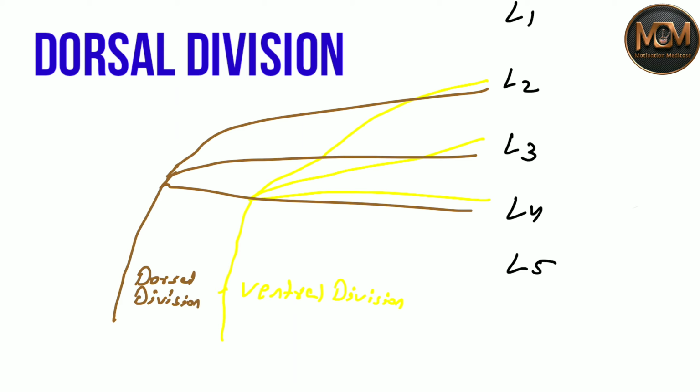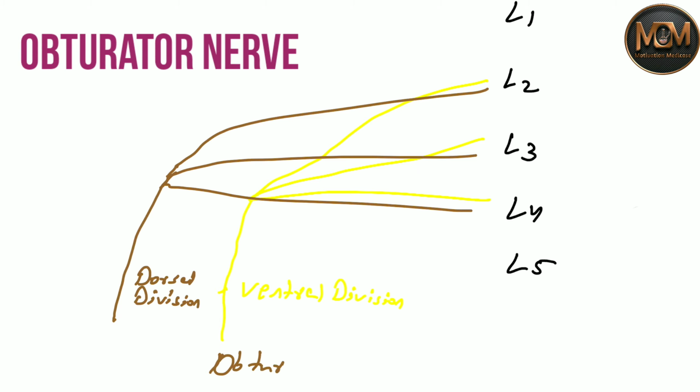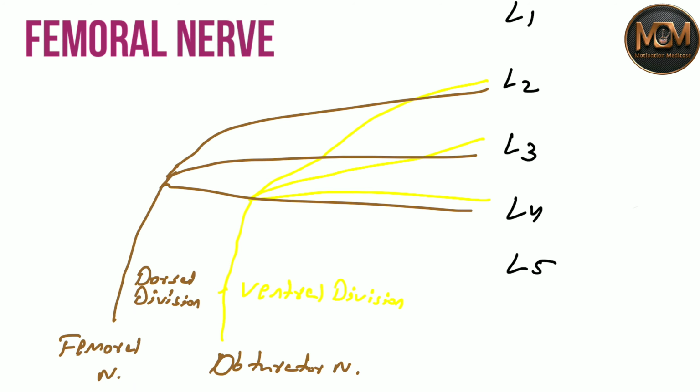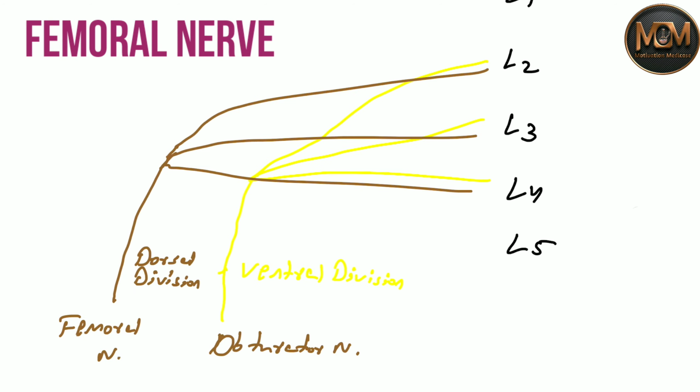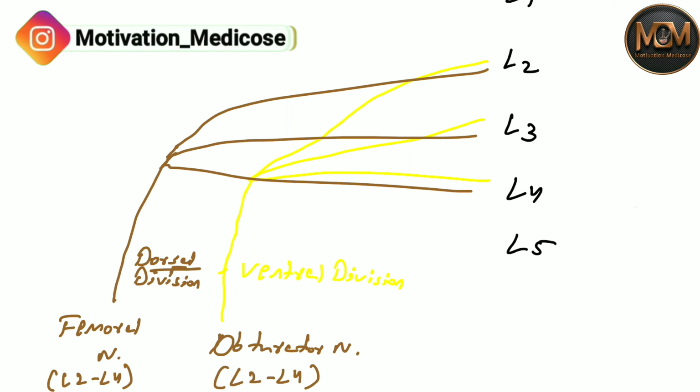Now this ventral division is going to form the obturator nerve, and this dorsal division will form the femoral nerve. So if someone asks you what is the root value of the obturator nerve, it will be L2 to L4, and for the femoral nerve similarly L2 to L4. The only difference is that one is formed from the dorsal division and the other from the ventral division.